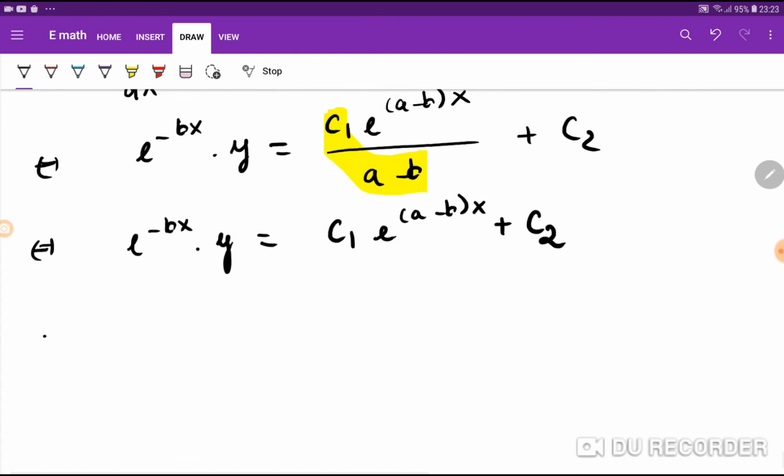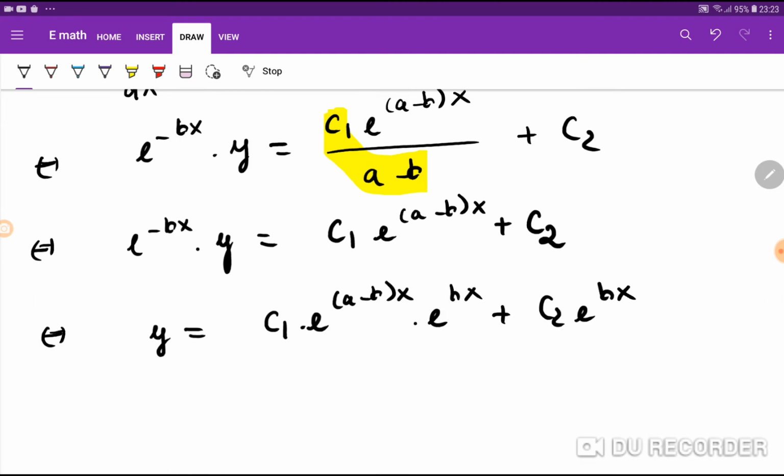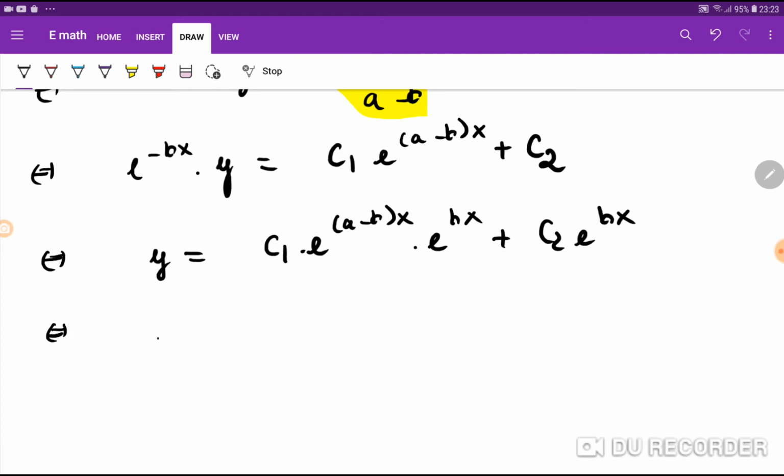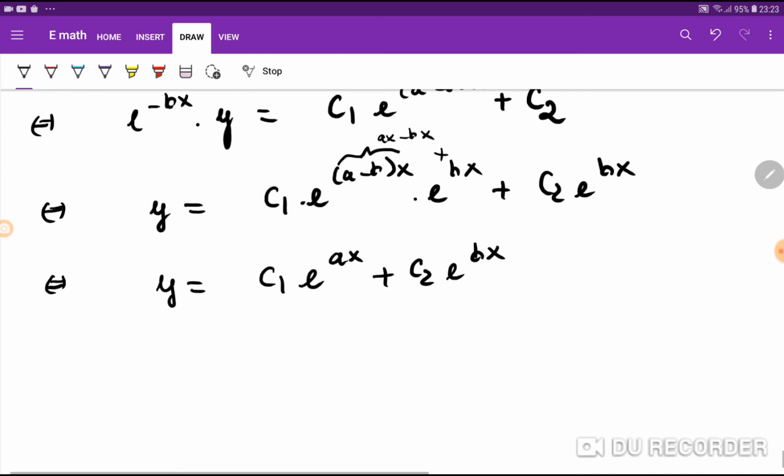Okay, I'm going to multiply both sides by e to the power bx, so you have y equal to c1 times e to the power of (a minus b)x times e to the power bx plus c2 e to the power bx, right? So what is that? y equal to c1, and this is, remember guys, this is ax minus bx. You multiply two powers together, ax minus bx plus bx, it will become e to the power of ax plus c2 e to the power bx. Okay, this is our y for now, temporary.